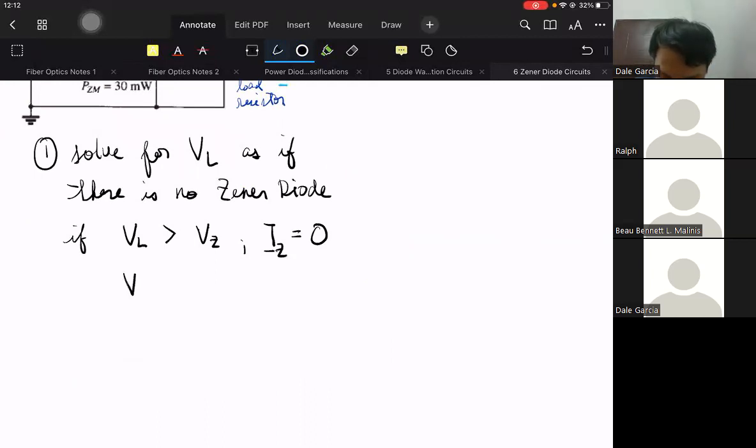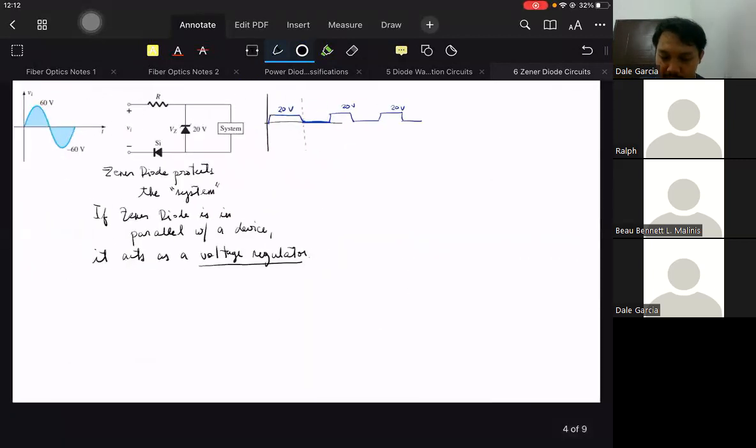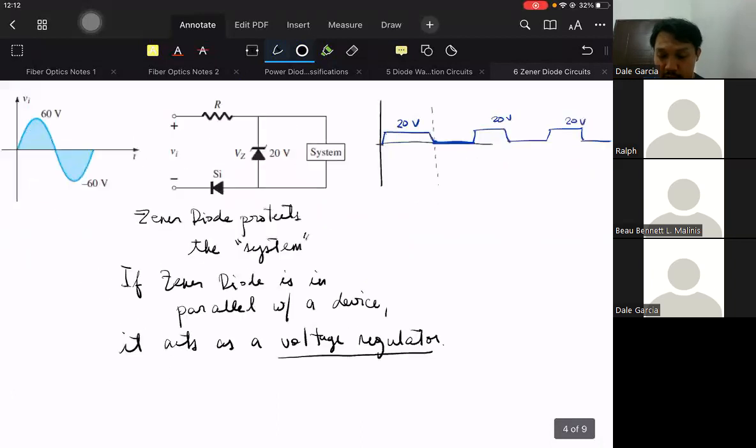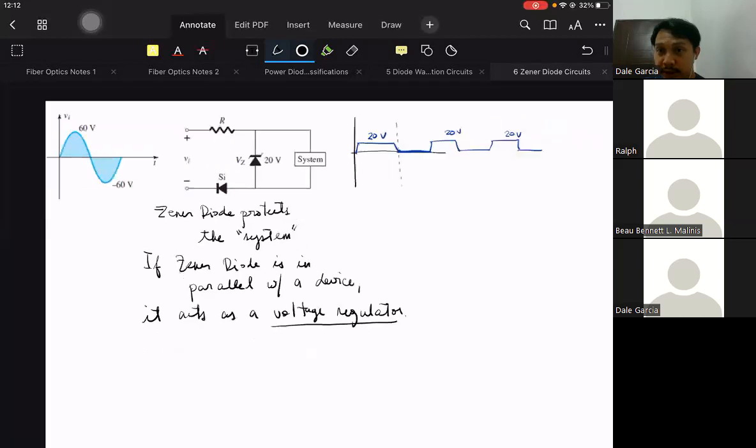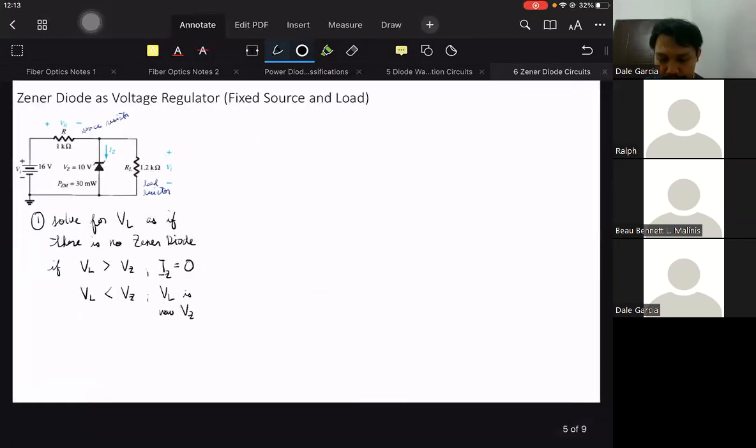But if VL is less than VZ, okay, so VL is now equal to VZ. So the voltage is regulated, made constant. The same in this situation: the voltage drop across the system is 20 volts all throughout. The same here. Let's try to solve this one.